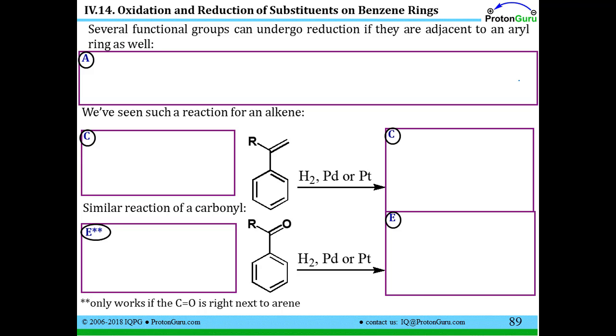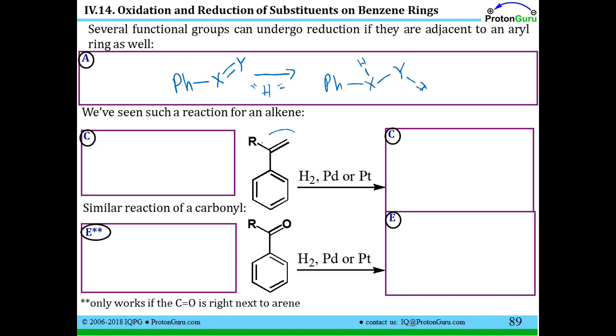Now, a lot of functional groups can undergo reduction if they're adjacent to the aryl ring as well. And some of these reduction reactions only work for groups that are adjacent to a benzene ring. So let's consider a general structure where I'm not really defining what these elements are. Some multiple bond, some pi bond between X and Y, and some source of hydrogen. It might not be H2 itself, it might be a different reagent, but a typical reduction would be adding an H to each of the atoms that had been pi bonded to one another.